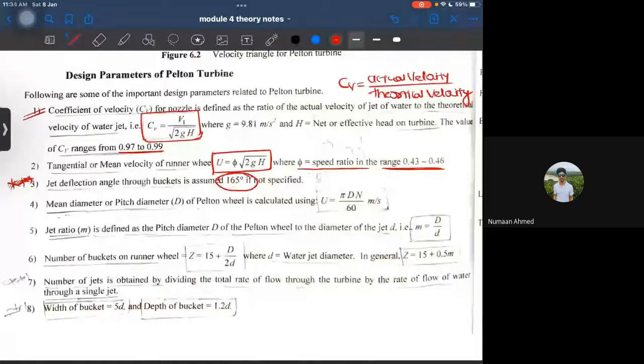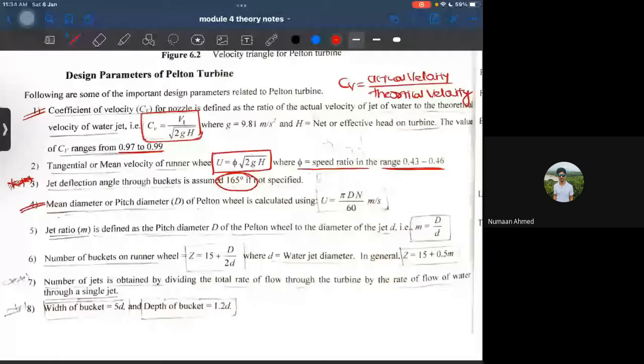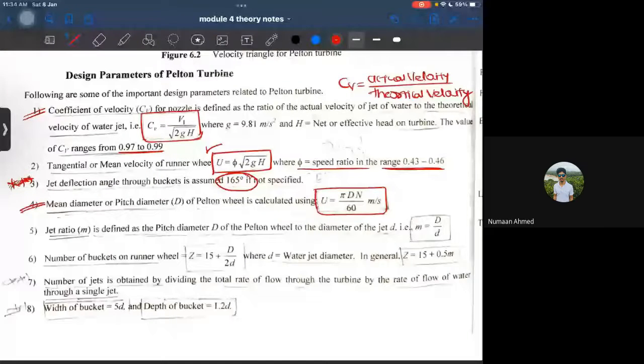Okay, that's great. Next, the mean diameter or the pitch diameter of the wheel can be found using this particular expression. U is equal to phi into square root of 2gh. You'll be getting u there. Now, using pi D N by 60, since the speed would be known, you can calculate the diameter of the Pelton wheel, which is known as mean diameter or pitch diameter.